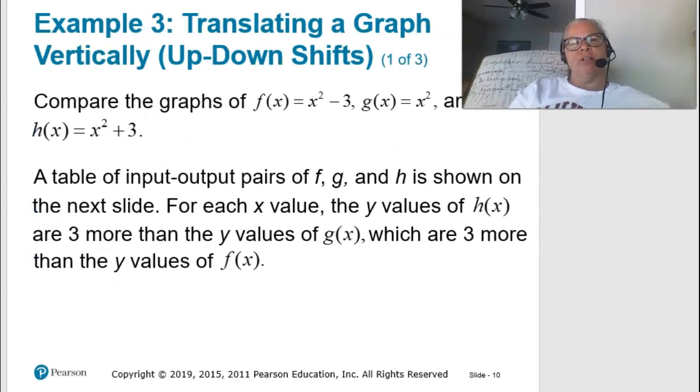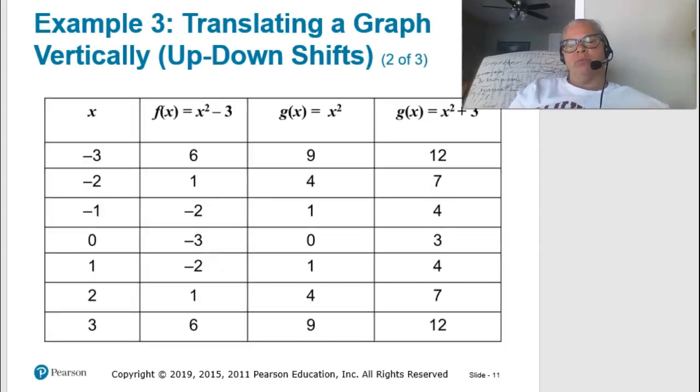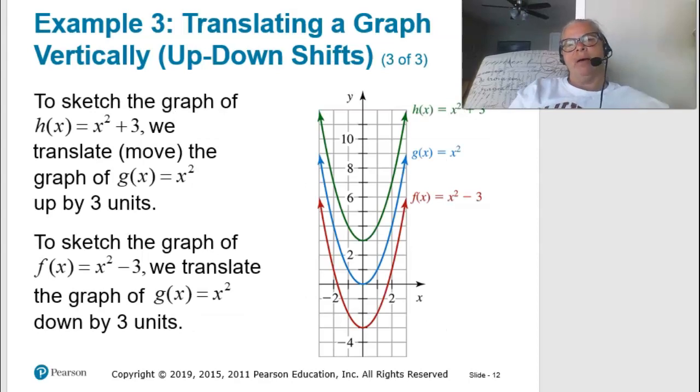Translating a graph vertically, in up and down shifts, means that we need to subtract or add to the x squared term. So if we look at x squared minus 3 and x squared plus 3 with our parent graph x squared, this is what happens. The plus 3 moves it up 3. The negative 3, or subtract 3, moves it down 3.